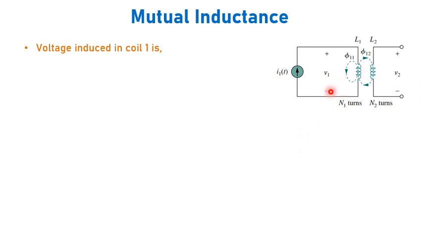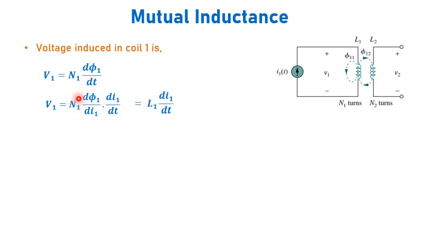You assume the same two coils. Now let us see the voltage induced in coil 1. As per Faraday's law, it is N into d phi by dt. Since it is coil 1, we write it as V1, and number of turns in coil 1 into d phi 1, that is flux produced by the coil 1. And this can be written as the change in flux is caused by current, therefore d phi 1 by di1 into di1 by dt, where this is the self inductance L1 of the coil 1.